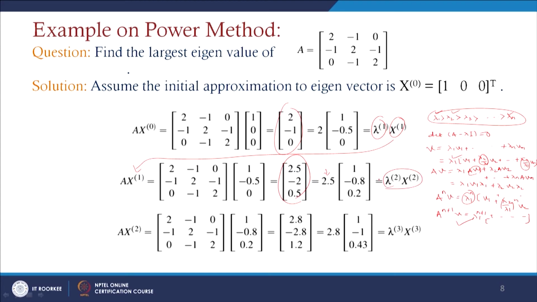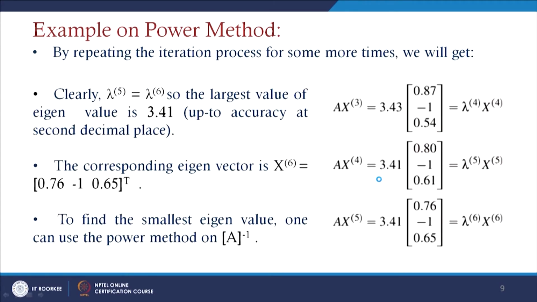This process will continue, and finally we obtain A x 3 as 3.43, 0.87 minus 1 0.54, which can be written as lambda 4 x to the power 4. Again we multiply A x 4 with the matrix A, which gives 3.41, 0.80 minus 1 0.61, which can also be written as lambda to the power 5 x to the power 5.